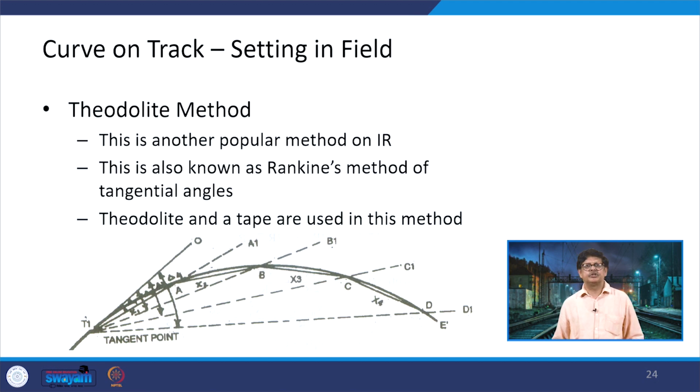The next method is the theodolite method. This is also a method which is widely used on Indian Railways. It uses a theodolite and a tape. It is also known as Rankine's method. In the case of surveying, you must have studied about these methods. Now, what we are doing here, we have a tangent point at this location. We put our theodolite at the location T1, and then the line of sight is made towards the point of intersection Pi.